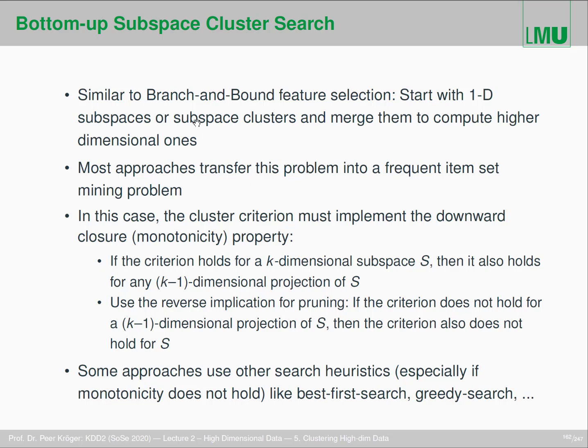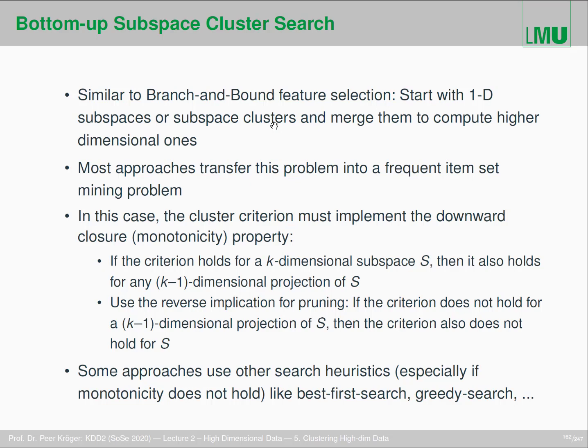Typically, these approaches in subspace clustering transfer the problem into a frequent itemset mining problem, like the branch and bound feature selection methods also do. We might recall from KDD1 or from the subsection on branch and bound feature selection that in order to apply these algorithms like Apriori or FP-growth, we need monotonicity. In this case, where we want to cluster, we need the monotonicity of the cluster criterion.